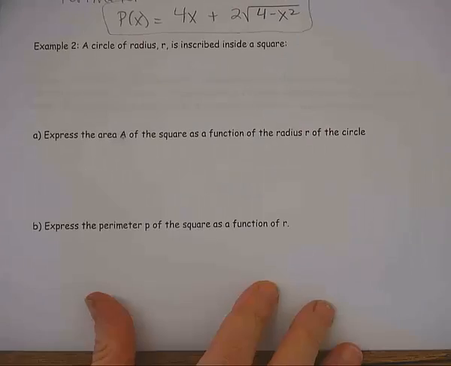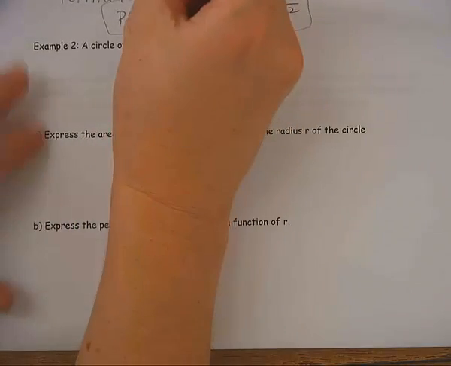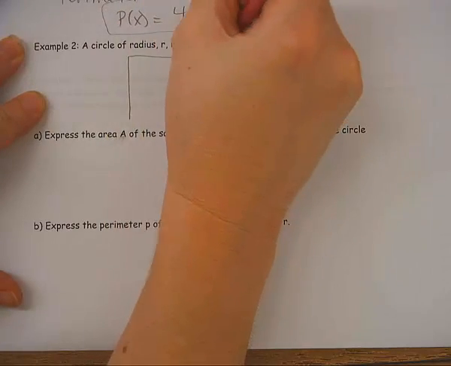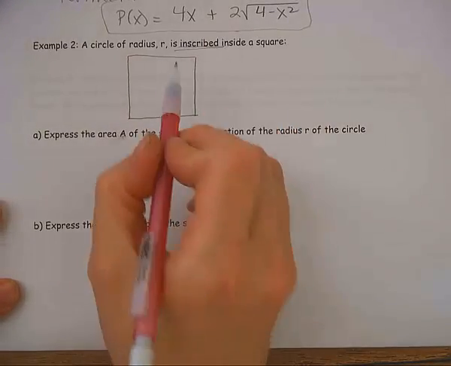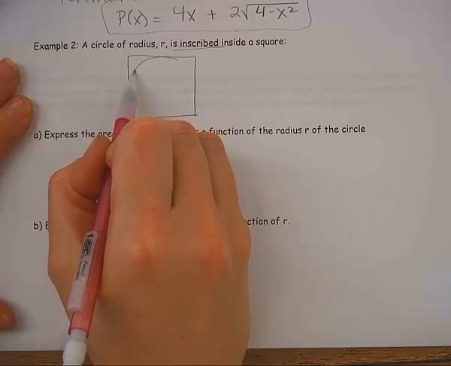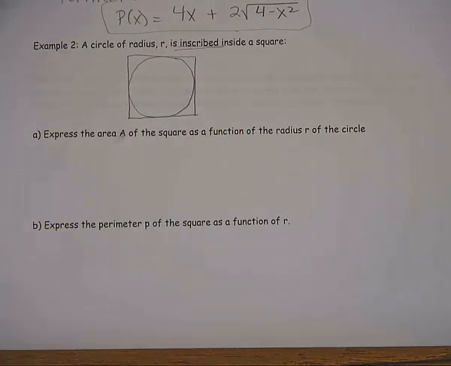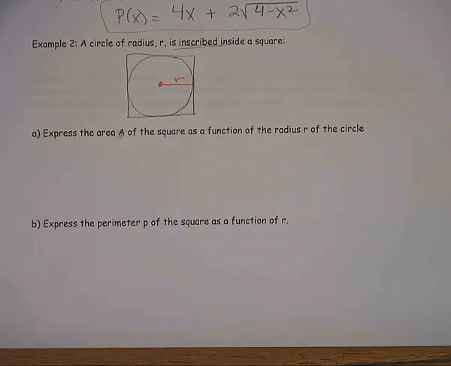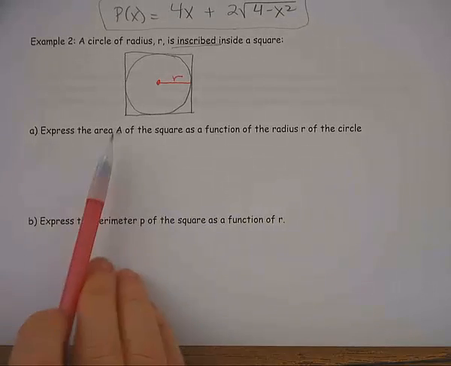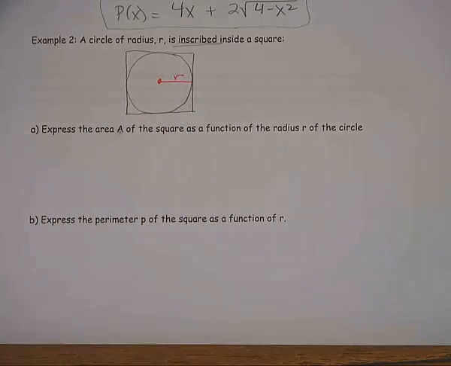In example 2, we have a circle of radius r inscribed inside a square. So when a picture is not given to you, it's best to draw your own. Now remember, inscribed means that the edge of the circle is going to touch, like kind of be tangent to the side of the square, because the circle has to remain inside. And it's a circle of radius r. So we'll just call that r. And what we're going to try to do in part A is express the area of this square as a function of the radius r of the circle.